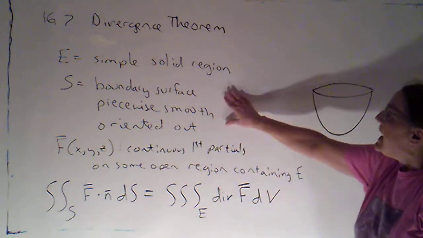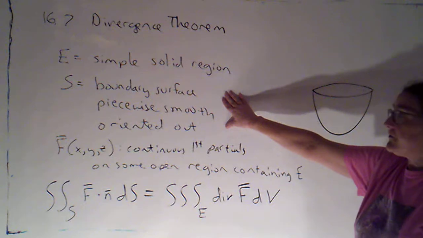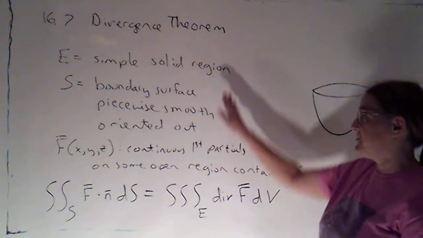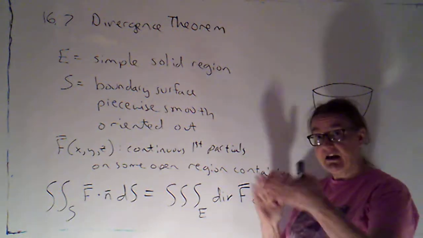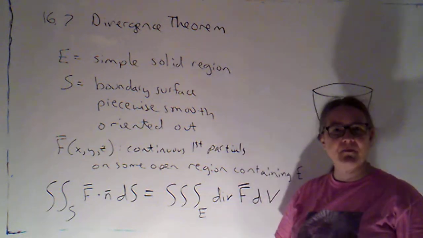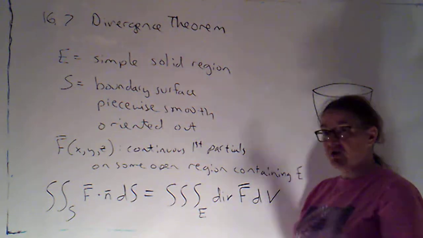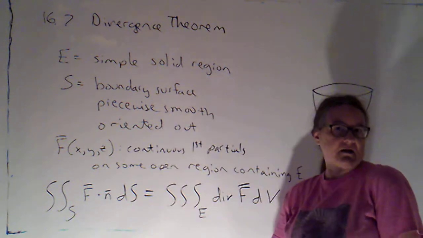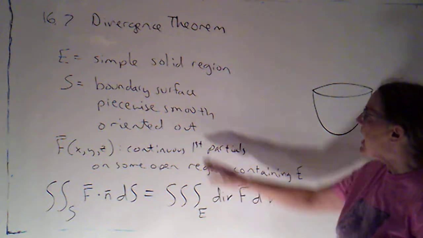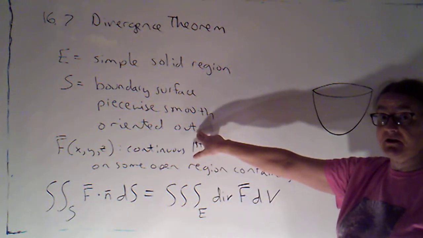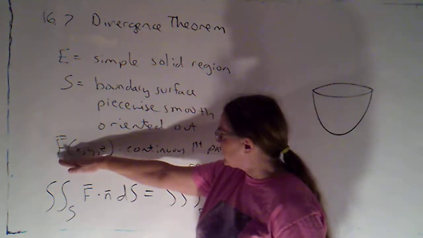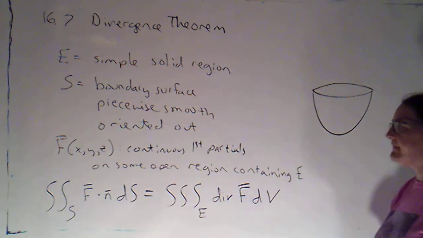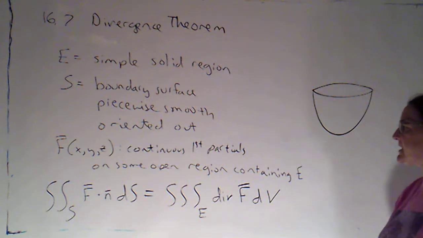S is going to be its boundary surface. S has to completely enclose the region E. It's got to be piecewise smooth, so it's okay if it's 6 portions of plane that are bounding a rectangular box, or if it's just one surface of a sphere that's enclosing the solid sphere. And it has to be oriented out, so away from the enclosed solid. Then we're going to have a vector field, and the rule is our vector field has to have continuous first partials, and that has to be true on some open region containing E.